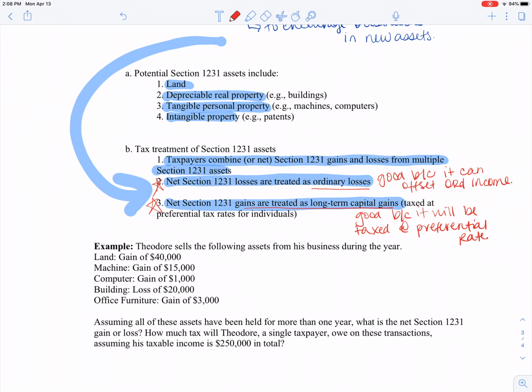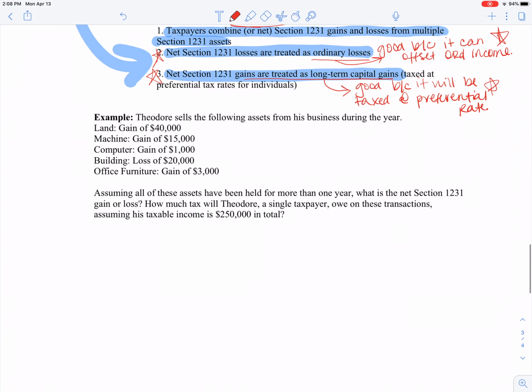When you net those 1231 assets together at the end of the year, you have some gains, some losses, and you net them together. If you end up with a loss, you treat it as an ordinary loss. If you end up with a gain, you treat it as a capital gain. And this is to the taxpayer's benefit because those are the best case scenarios for those two items. So here's an example of what I mean.